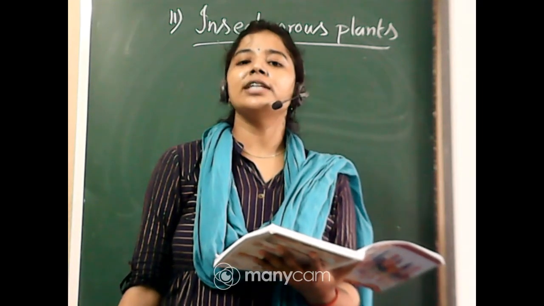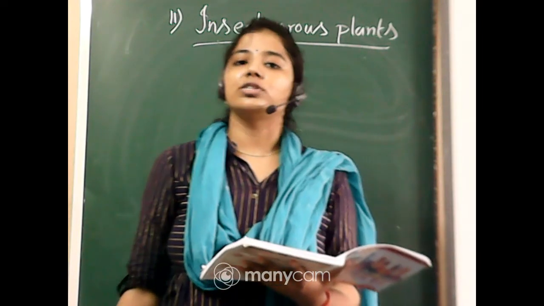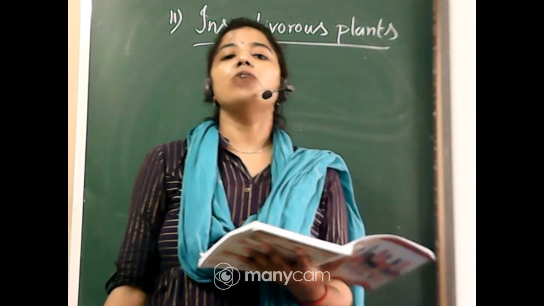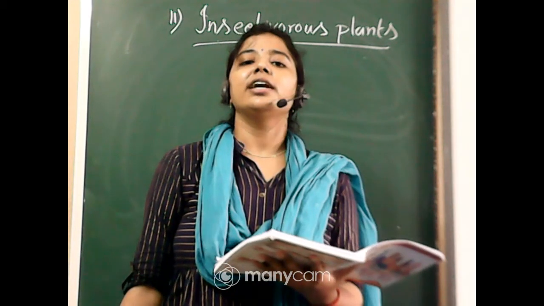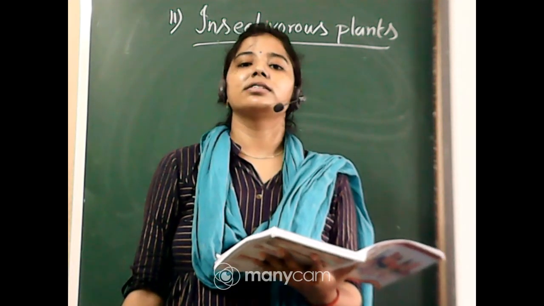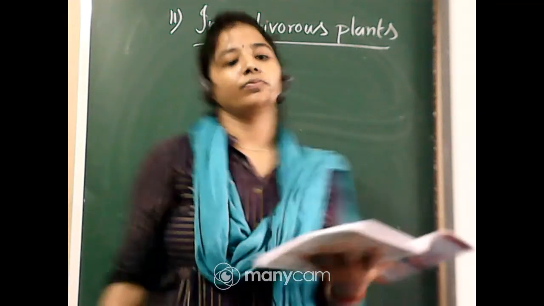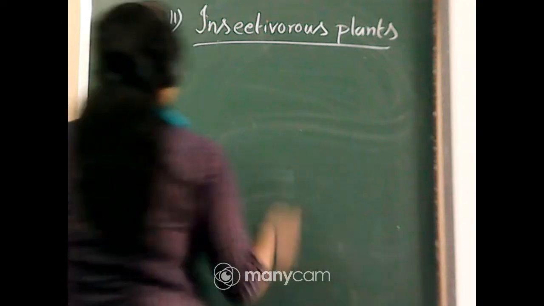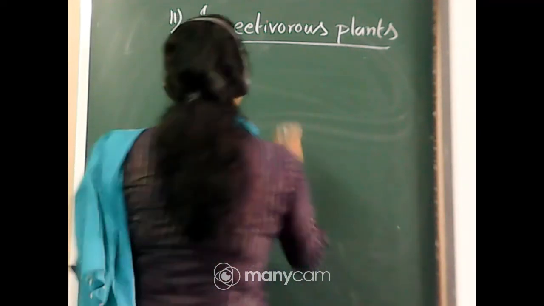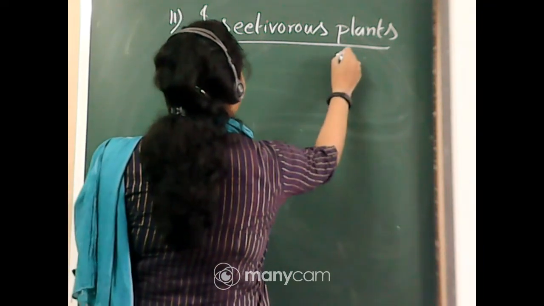They do not get sufficient minerals from the soil where they grow. They actually grow in muddy, swampy areas where the soil lacks nitrogen. When they do not get proper nitrogen in usable form, they cannot fulfill their nutrient requirement. That is why they are in heterotrophic mode, isn't it? Now I am drawing the picture of a pitcher leaf, how the leaf is actually modified.